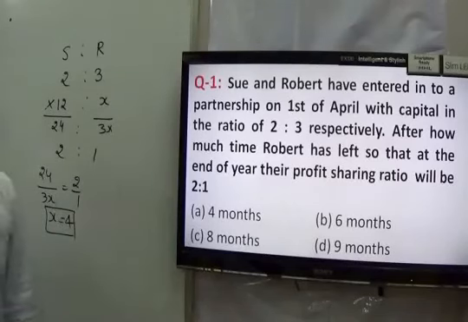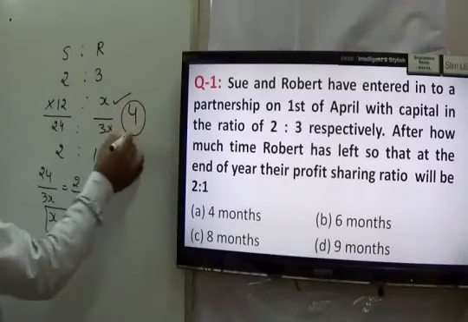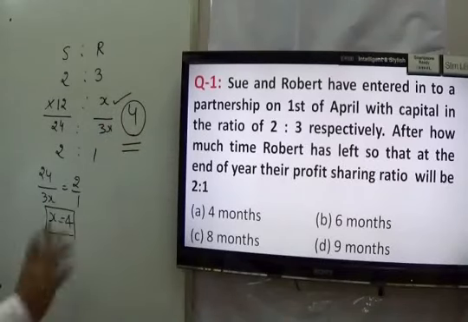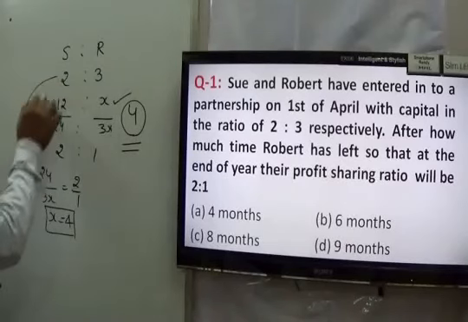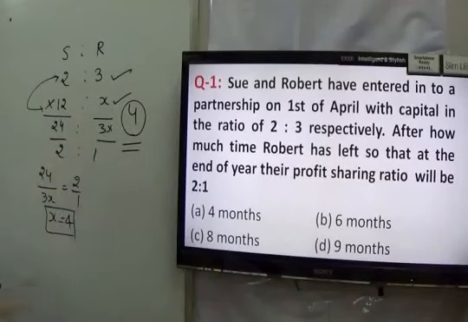It means for how many months? The question is after how much time the Robert has left. It means he has left after 4 months, so that we can say at the end the profit sharing ratio would be 2:1. I hope the idea is clear. Here we just apply the basic concept, capital invested into time, that gives us the profit sharing ratio, and we are in a position to get our answer.